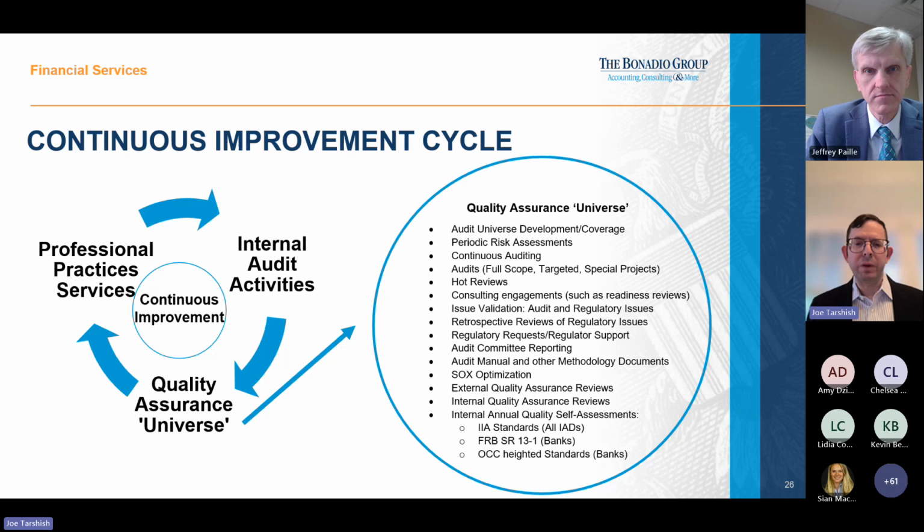What's worth calling out here, QA does look at SOX. If you have SOX within audit, are you optimizing the work that SOX does to avoid duplication and overlap? Of course, there are the external quality assurance reviews and the internal quality assurance reviews, and some examples are you may be doing an internal audit quality self-assessment under the IIA standards, which is really a best practice. And for banks regulated by the FRB and the OCC, you have the SR 13-1, and you have reviews under the OCC heightened standards, and those are core activities of the QA function.